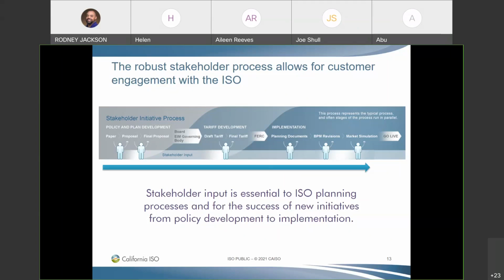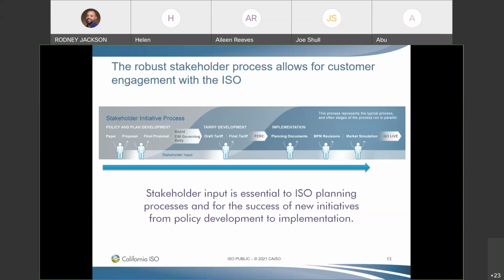Now, we're committed to providing the opportunity for stakeholder input into our planning process, our market design, our implementation, infrastructure, planning activities, all of these things. Now, the stakeholder process will help shape market design and policies through a series of proposals, meetings, comment periods, including any changes to our tariff.